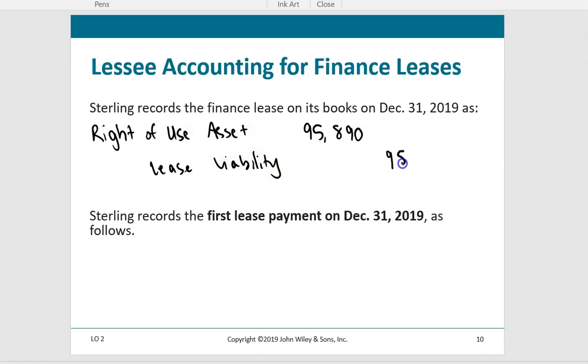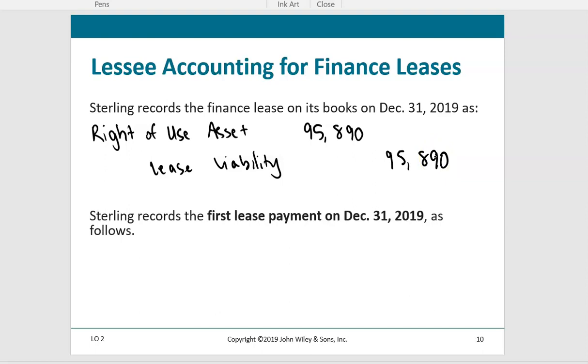Now notice that this lease liability of $95,890 is greater than the total lease payments. Each lease payment is $20,711 for 5 years. So the lessee Sterling is going to make total payments of $103,555, but this lease liability is recorded at $95,890, the present value, not the total amount of all those future cash flows. What's the difference? That difference is going to be attributed to interest.